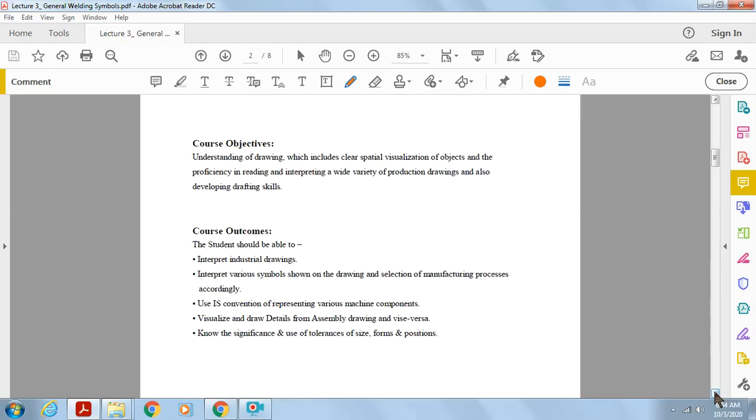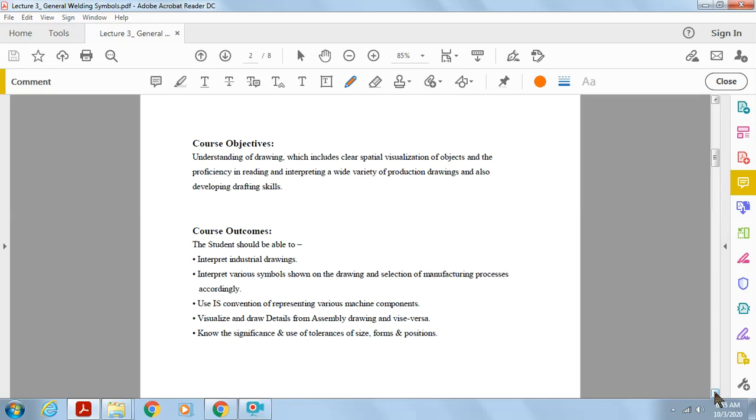Here you find the course objective: understanding of drawing, which includes clear spatial visualization of objects and proficiency in reading and interpreting a wide variety of production drawings, and also developing drafting skills.